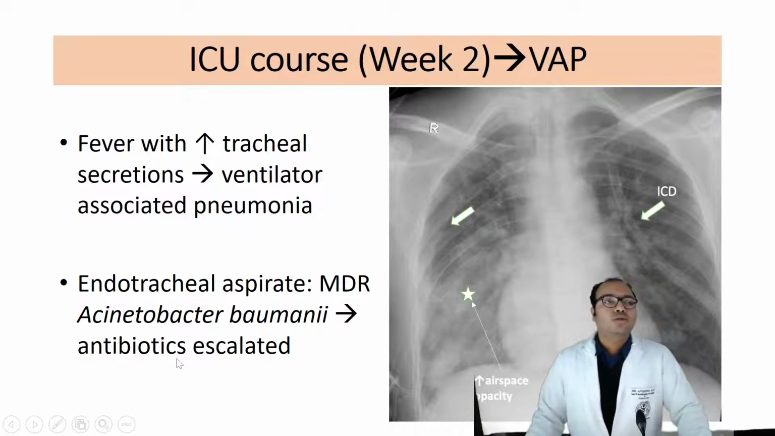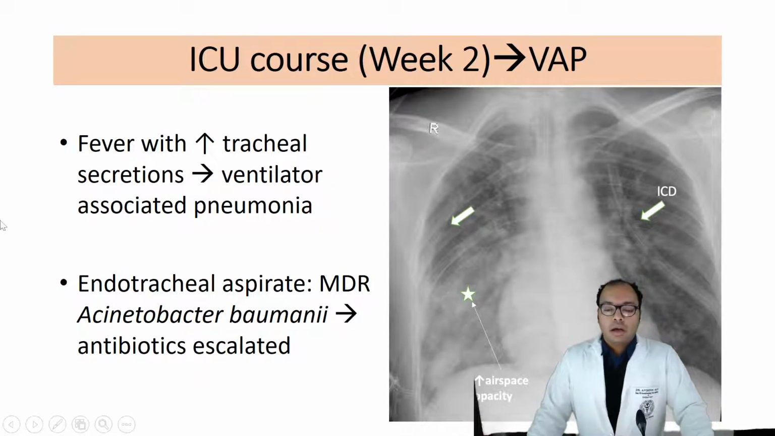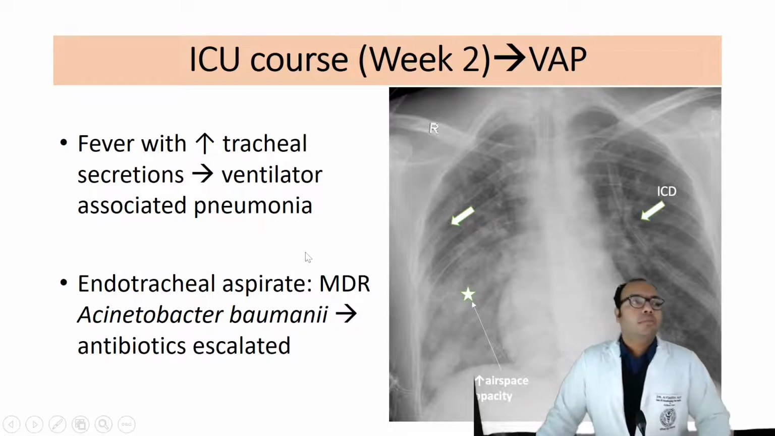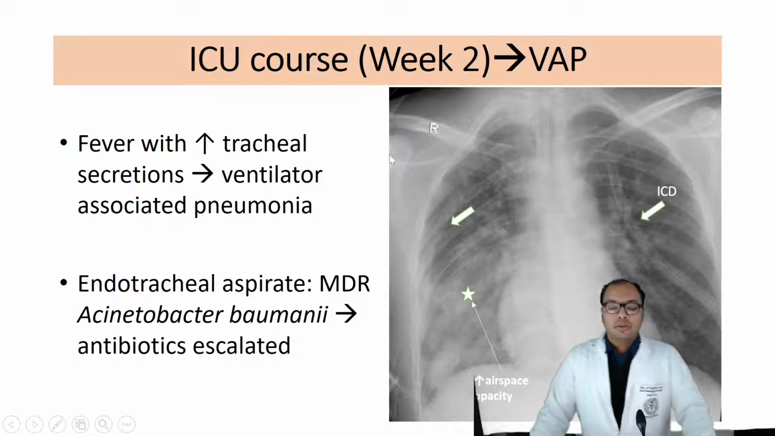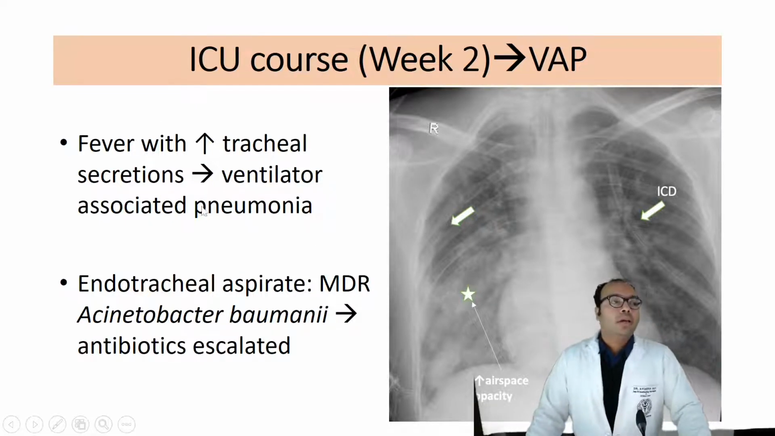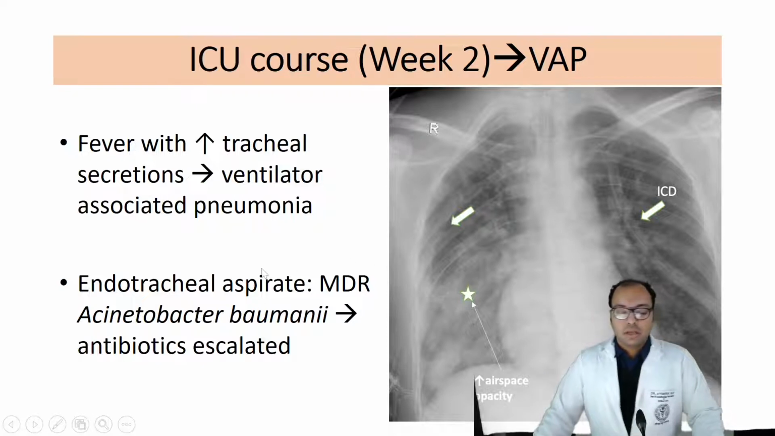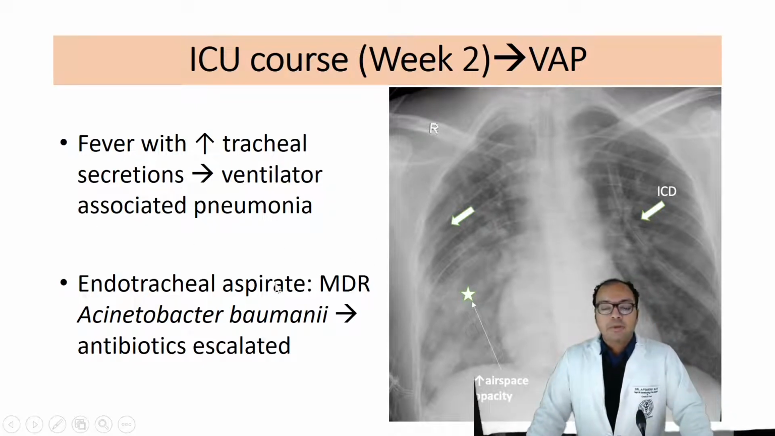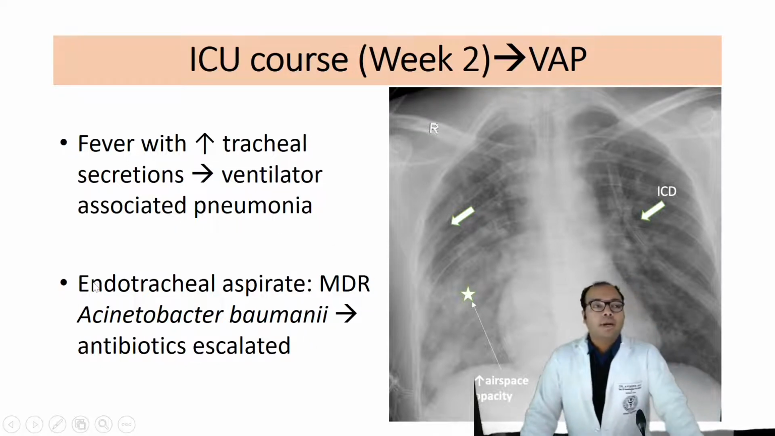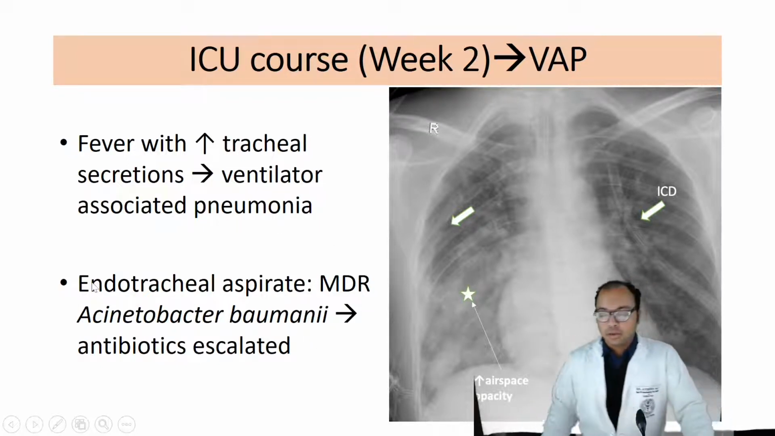The patient showed transient improvement. However, in the second week, the patient started showing telltale signs of ventilator-associated pneumonia in the form of fever spikes, increased tracheal secretions, and again worsening oxygenation. In the endotracheal aspirate, there was a culture positive for multi-drug resistant Acinetobacter baumannii, and appropriate antibiotic therapy was reinstituted.